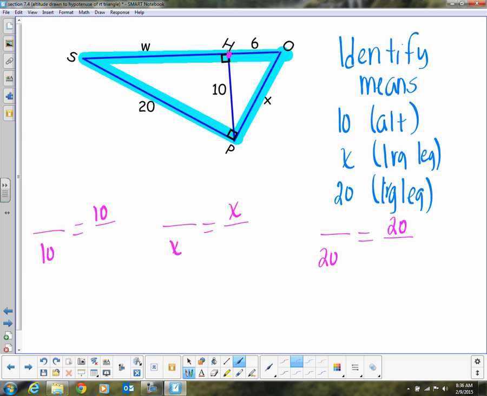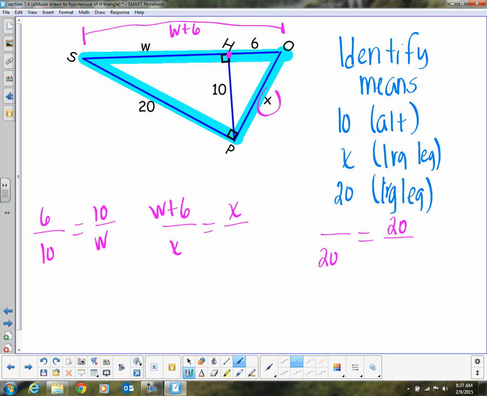It was separated into what? The segments. What's one segment? 6 is one. What's the other one? W. 10 is the altitude. This is the hypotenuse. That altitude cut it into 2 pieces. What is this whole hypotenuse? W plus 6. So when I go to do these legs, we do the whole hypotenuse.